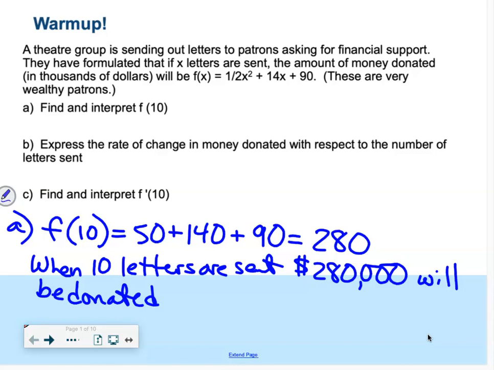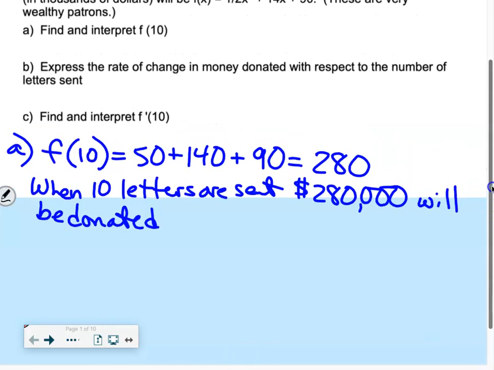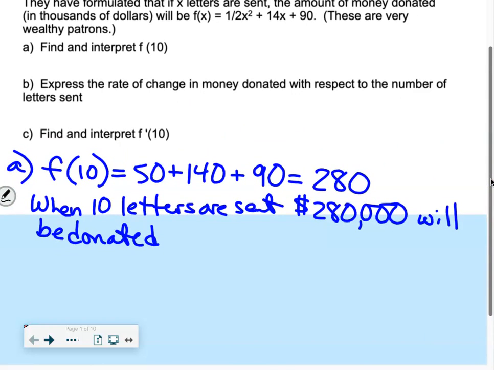All right, part B, express the rate of change in the money donated with respect to the number of letters sent. That's fancy talk for just saying find f prime of x. Let's change colors here. Make sure I can see this okay. All right, so for part B, our f prime of x, which is the rate of change of the amount of money donated with respect to the number of letters sent. So f prime of x, well, that would be x plus 14. Because 2 times 1/2 is 1, x plus 14.